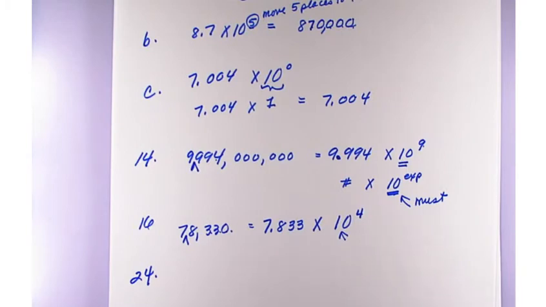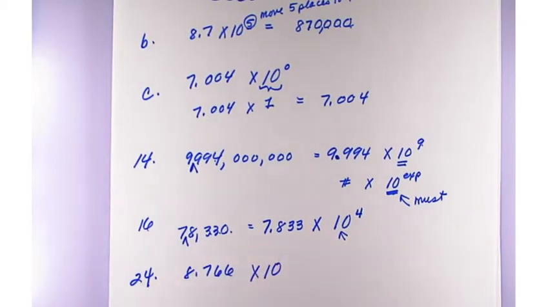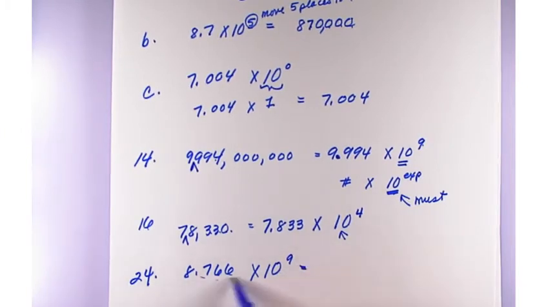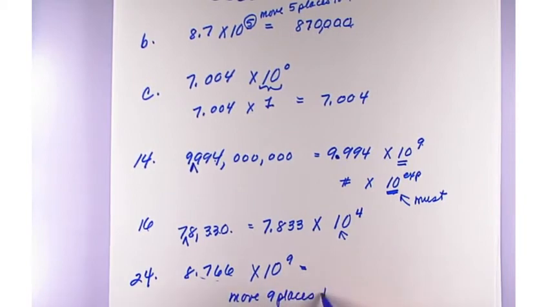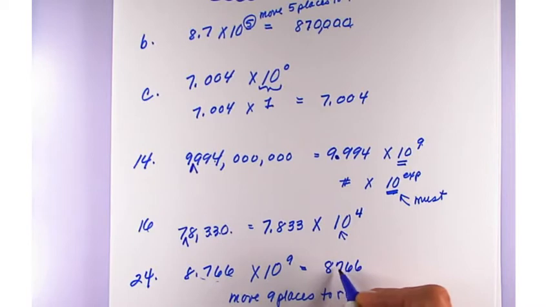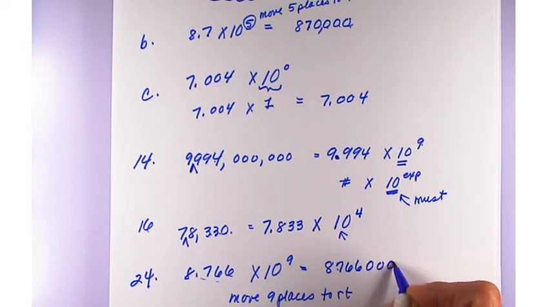24. We want to go in the other direction. 8.766 times 10, and the exponent on the 10 is a 9. So this tells me I have to move this decimal 9 places to the right. Okay? So I have 8, 7, 6, 6, 1, 2, 3, 4, 5, 6, 7, 8, 9.